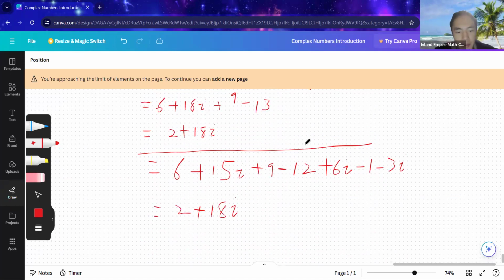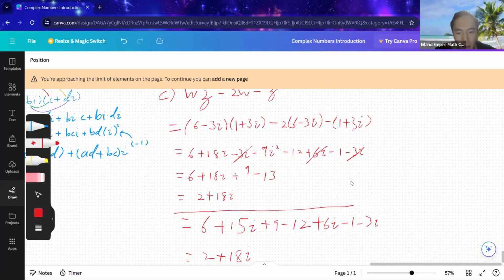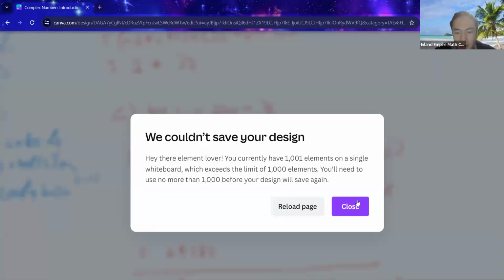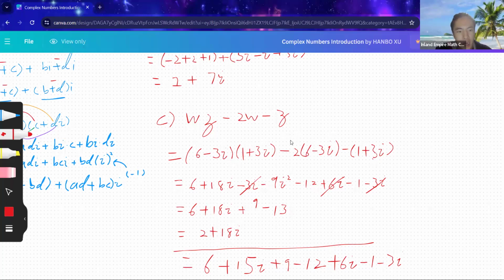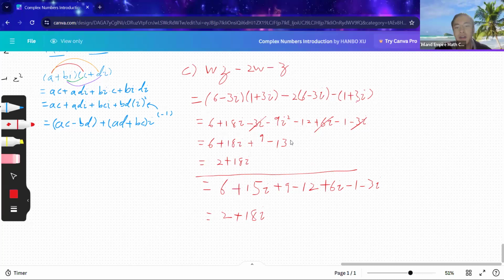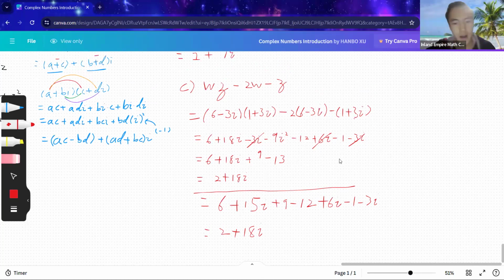So once you get familiar, it's just 2 steps. Here I'm writing a lot of steps just because you guys aren't that familiar with complex numbers yet, and I'm trying to show what the basic thinking process would be. Once you get familiar with it, this whole thing is really just 2 steps.